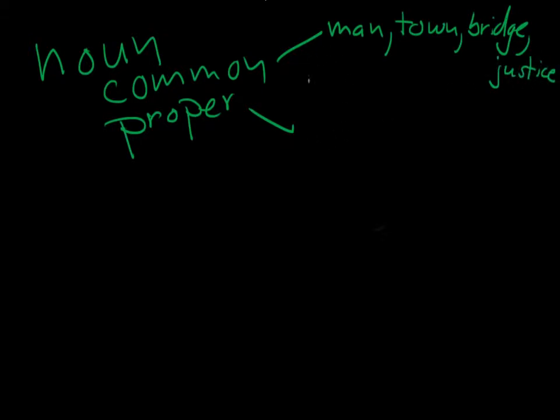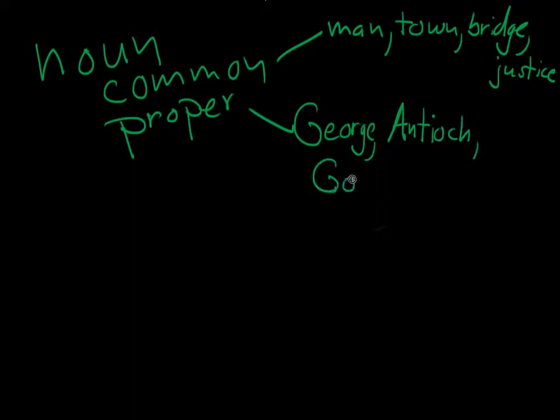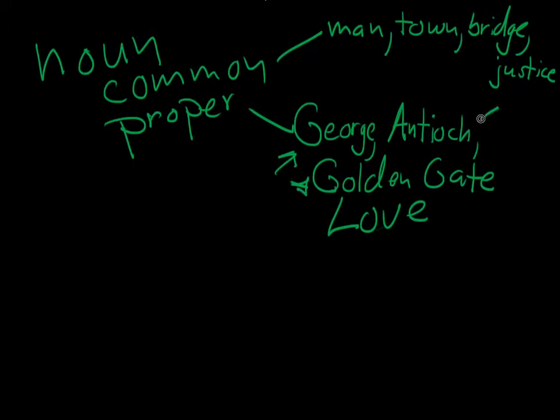With proper nouns, those are the specific versions of common nouns. So where a common noun might be a man, you think of a specific man, it's got a capital letter, like we'll say George. Same thing, town, the proper version of that would be like Antioch. That's a specific town, and you capitalize the first letter. A specific bridge, we'll say Golden Gate. And I don't know if I can think of a specific idea that would get a capital. I mean, maybe if you're a real romantic, you'd say like love or something like that. But the big ones are specific people, places, and things. Just remember that a noun names a person, place, thing, or idea.